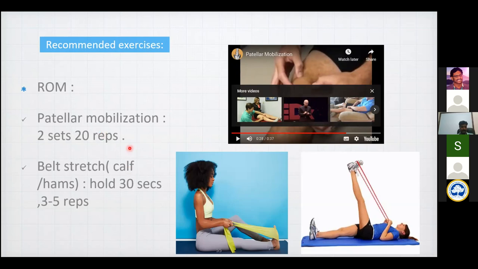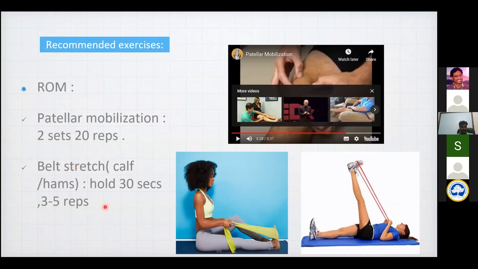Okay, so that is patellar mobilization. It is not necessary to do 30 reps. You can do more than that as well. If the patient cooperates, you can teach it to the patient. They can do it at home as well as a home exercise. This will reduce the swelling and improve the patellar mobility around the joint, which will help in gaining the further range of motion, flexion, extension of the knee.